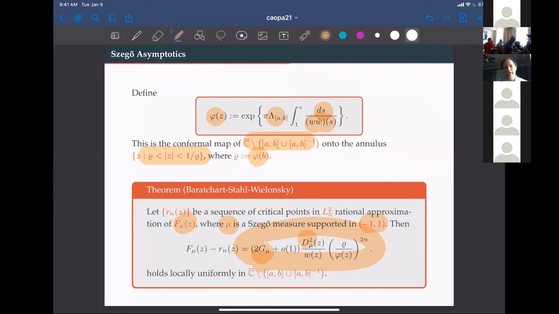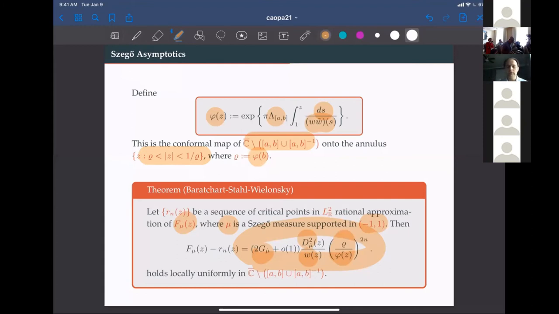The Zeigler function is replaced by the condenser Zeigler function. Again, the square root is there. And now the Blaschke product is replaced by a much simpler factor. It's simply rho divided by the conformal map, raised to the power 2. So that's a much nicer formula, which depends only on the measure.